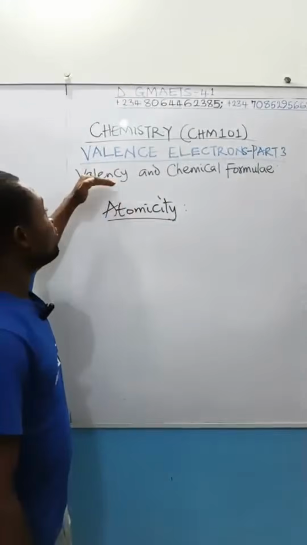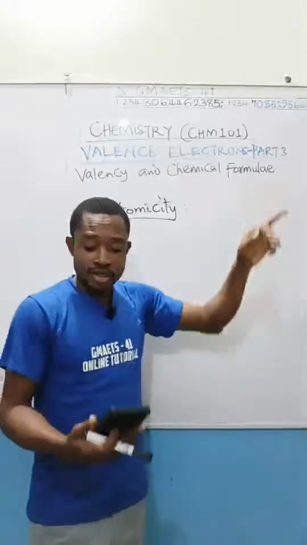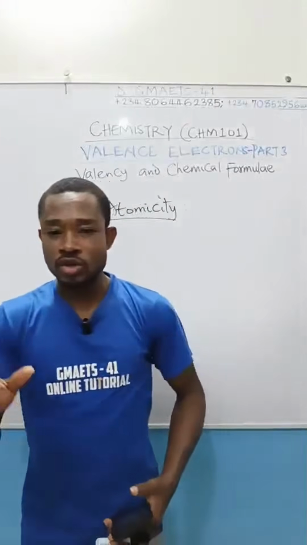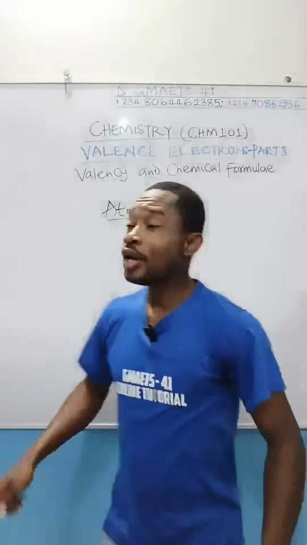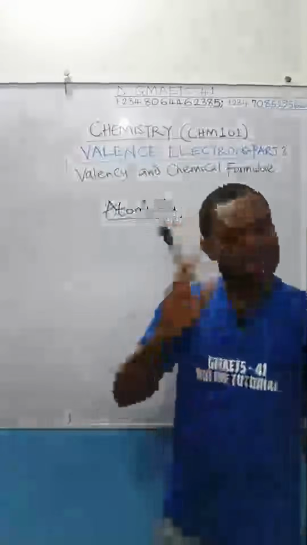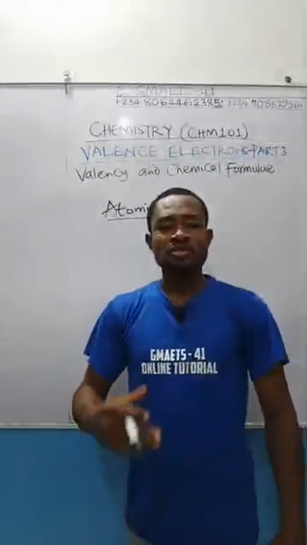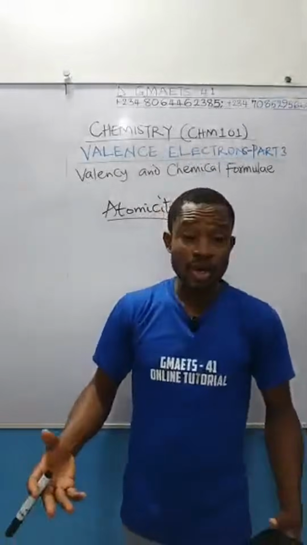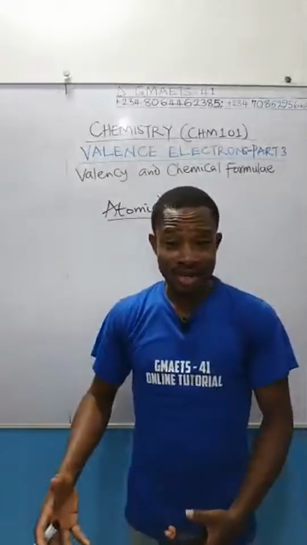And you know that you get valency from what? Valence electrons. You get valency from valence electrons. So you can see the relationship, why you do not joke with valence electrons. So let me just be crystal clear.